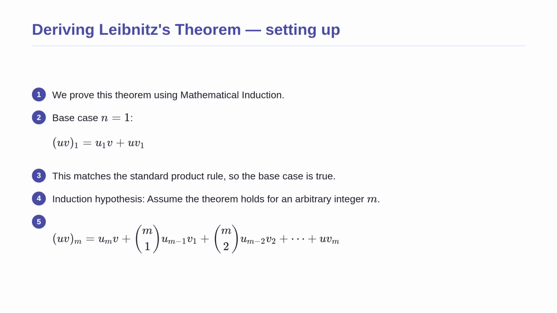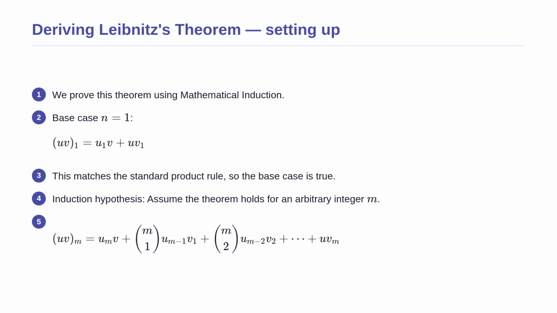Now that we have successfully used this formula, let us understand where it comes from. We will prove this theorem using a logical method called mathematical induction. Mathematical induction is like knocking over a line of dominoes. First, we prove that the first domino falls over, which is our base case.